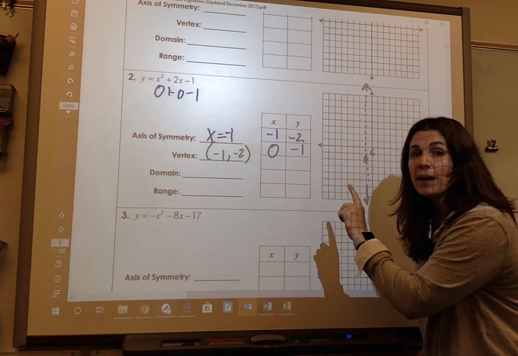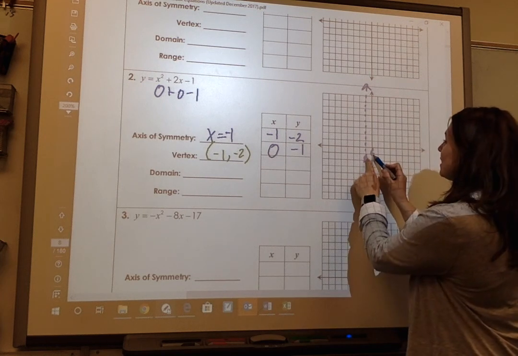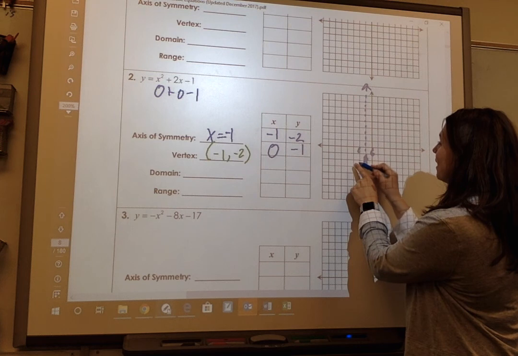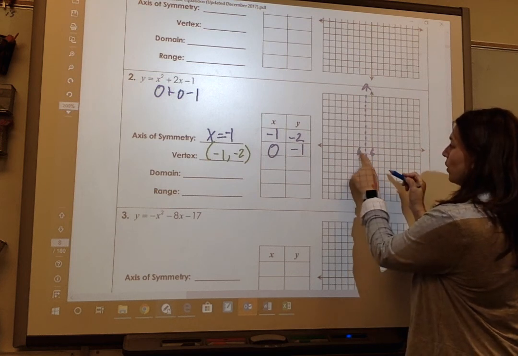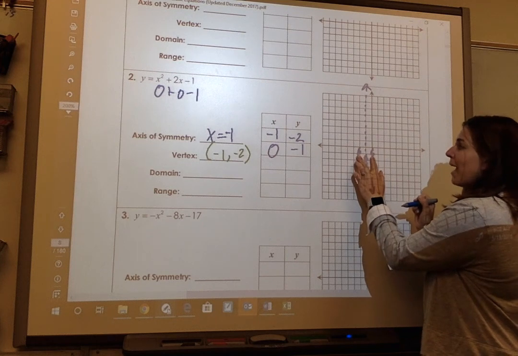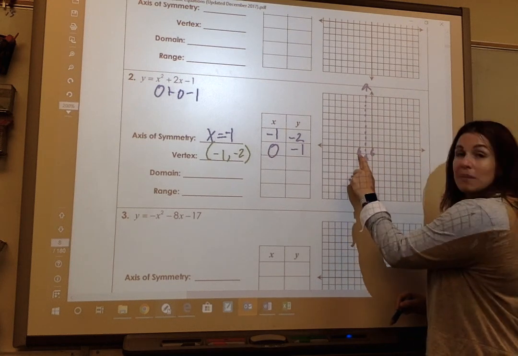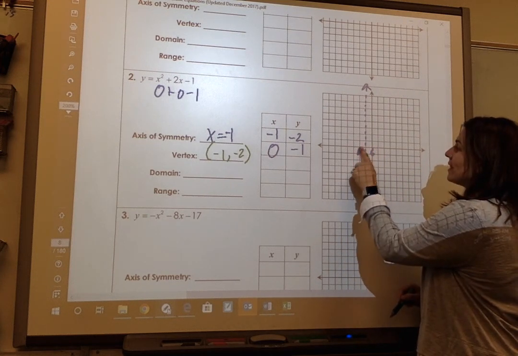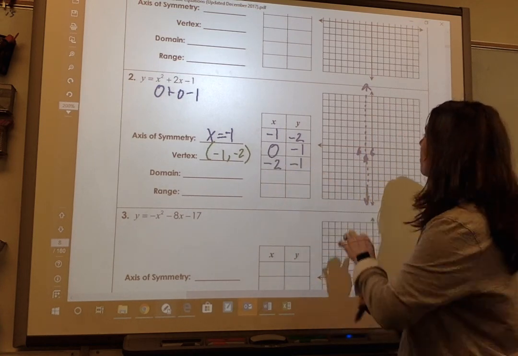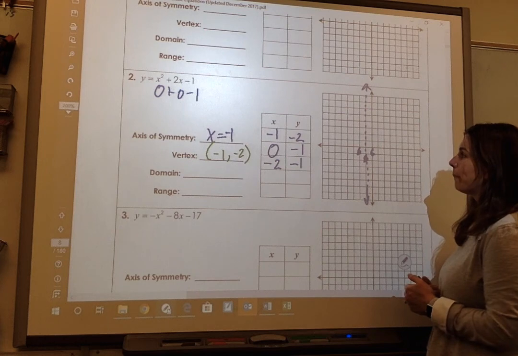Now remember we talked about that axis of symmetry. If this is negative 1 and it's 1 unit away from the axis of symmetry, then this is going to be negative 1 and it's 1 unit away from that axis of symmetry. So I'm not even doing any math there, but I do need to name that point. And that point is negative 2, negative 1. So when x is negative 2, my y value is going to be negative 1.